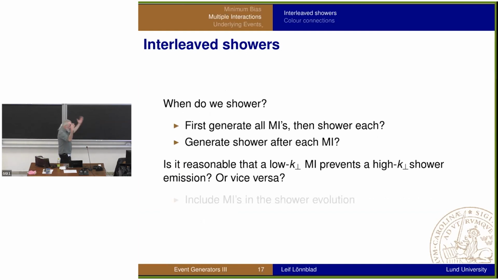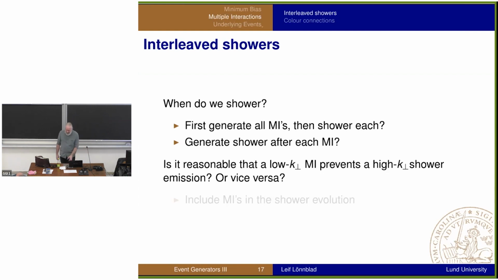So we need to worry about now. If you just look at the scales, you would say that it's natural, if you have one collision, to have initial state first, then final state, and then hadronization. But what are we going to do now? Should we generate all the multiple scatterings first and then shower initial state and final state? Or shall we, after each multiple scattering, generate a shower? Because that will also take momentum out of things.